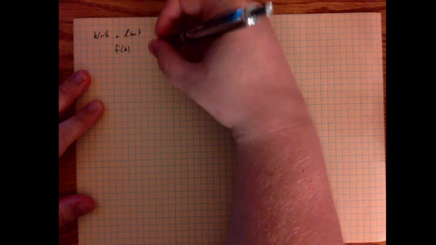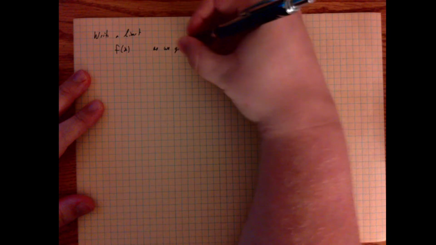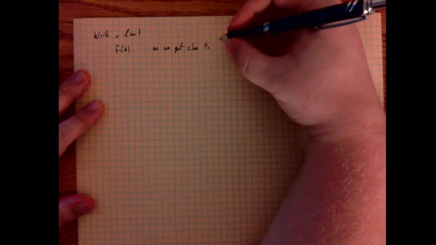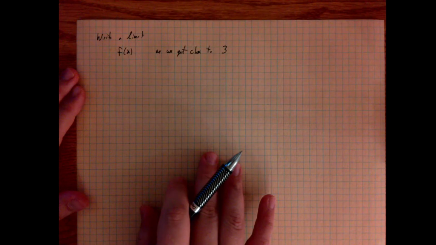First of all, we defined limit last time, but let's talk about how to write a limit. Let's say I have a function f of x where I want to evaluate as we get close to, let's say, 3. So how do we write this as a mathematical statement?